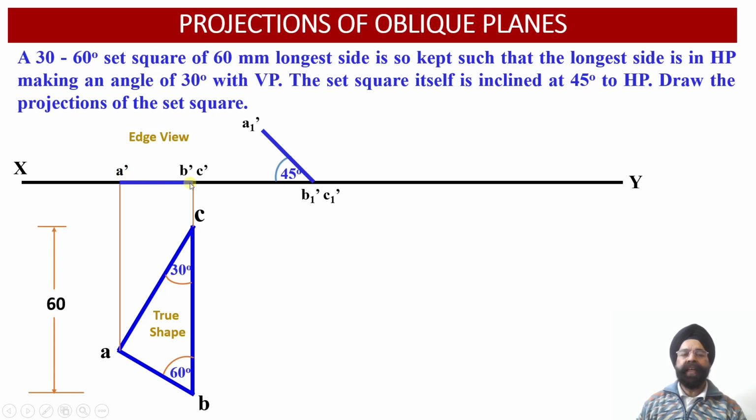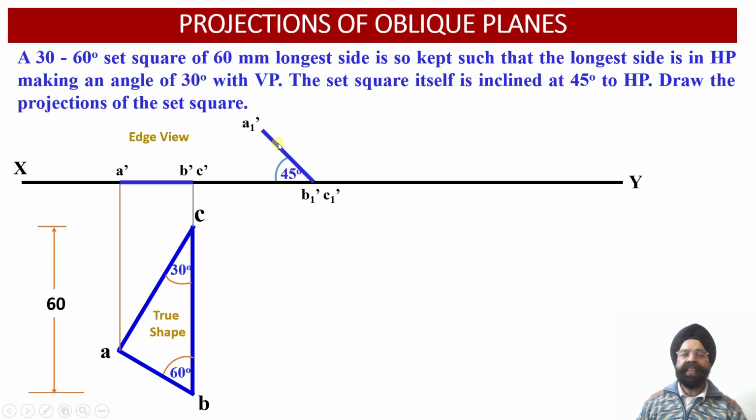So we are going to measure this length, and this edge view has been repositioned in such a way that we are going to get point A1 dash on the top side, and B1 dash and C1 dash points will be located onto the XY reference line. And the angle of inclination we have marked as 45 degree.